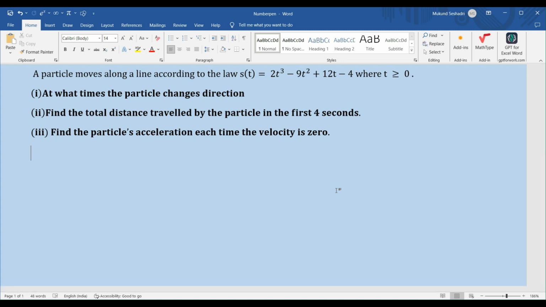So there we have the problem on the screen. A particle moves along a line according to the law S of t equals 2t cubed minus 9t squared plus 12t minus 4, where t is greater than or equal to 0. At what time does the particle change direction? Find the total distance traveled by the particle in the first 4 seconds. Find the particle's acceleration each time the velocity is 0.